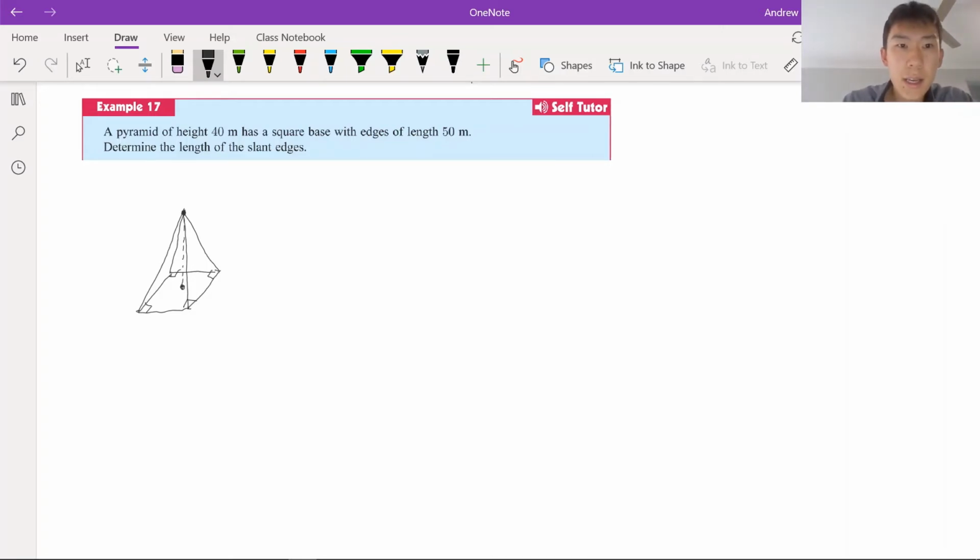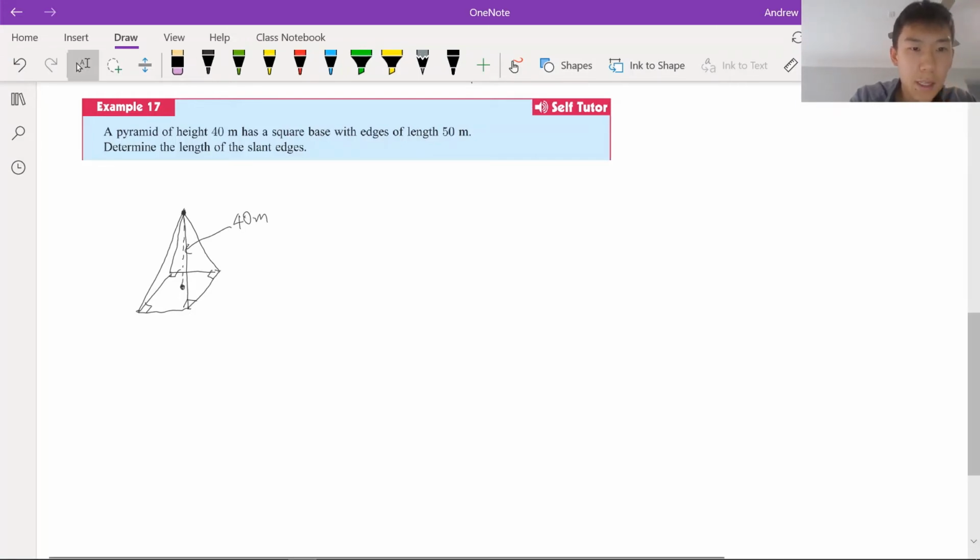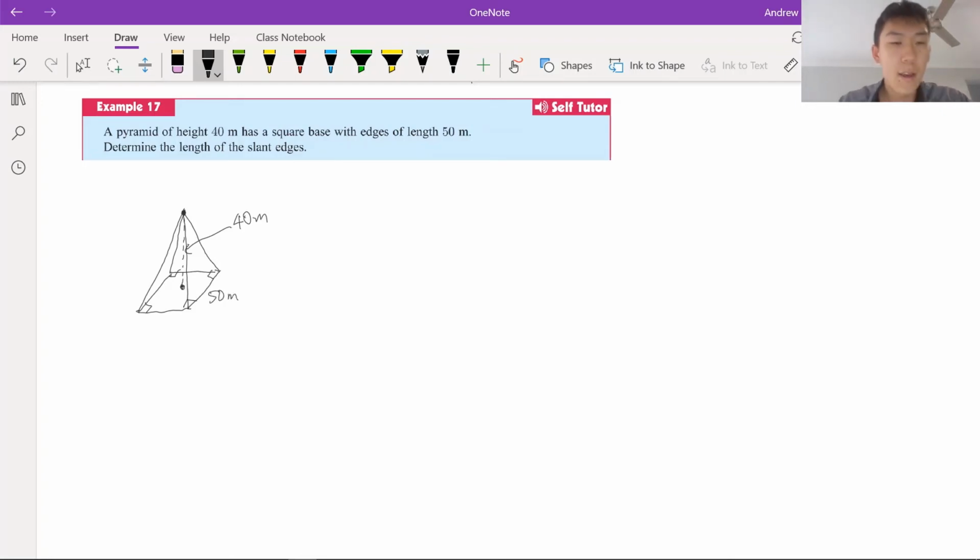Okay, it's got a height of 40 meters, so this dotted line here is 40 meters long, and the square base is 50 meters wide. Since it's a square, this makes this question a lot easier, because if it wasn't a square base, then it just gets a lot more tedious. And it wants the length of the slant edges.